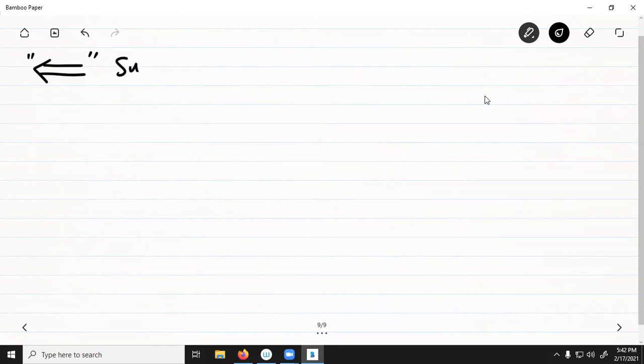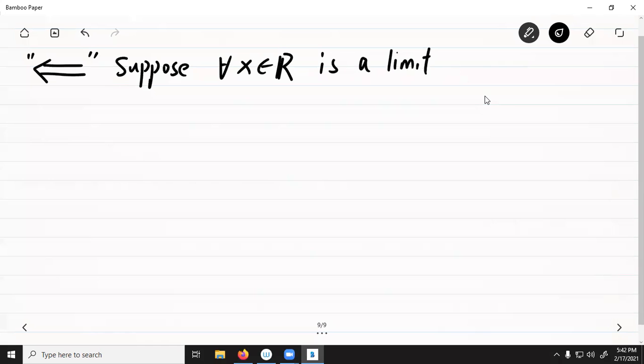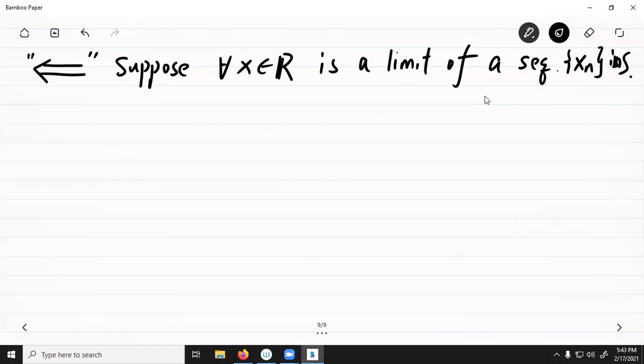So the other direction says, suppose for any x in R, this x is a limit of a sequence xn in S. Okay, so this is given. For any x in R, this x must be a limit of a sequence in S. Okay, this is given.